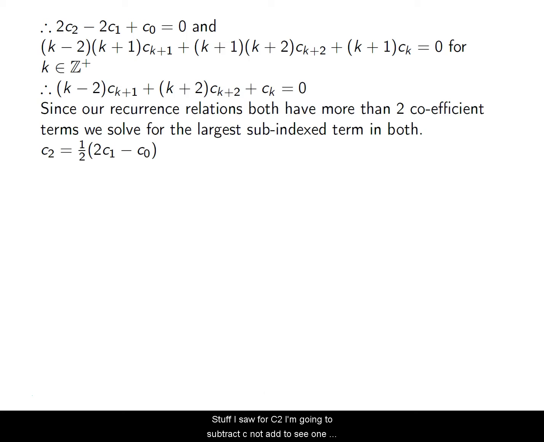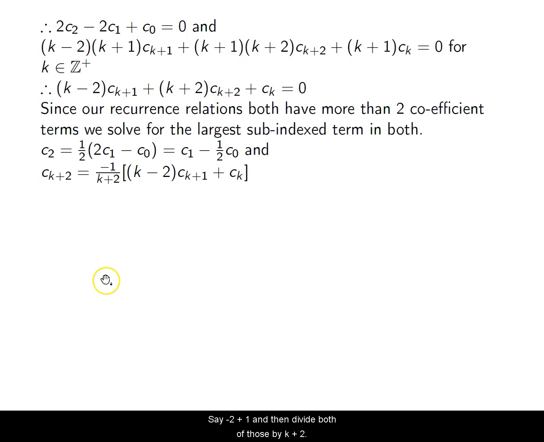Okay, so if I solve for c2, I'm going to subtract c naught, add to c1, and then divide everything by 1/2. And that's going to simplify to just c1 minus c naught. For this one, the same thing. I'm trying to solve for c to the k plus 2. So I'm going to subtract ck. I'm going to subtract k minus 2 ck plus 1, and then divide both of those by k plus 2. Okay. So same thing.